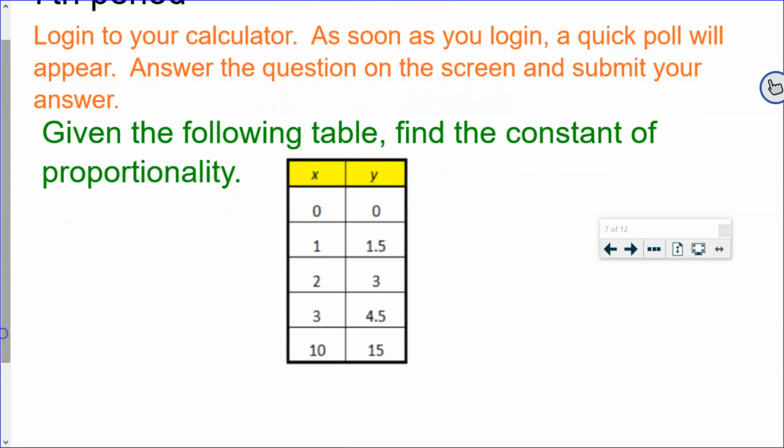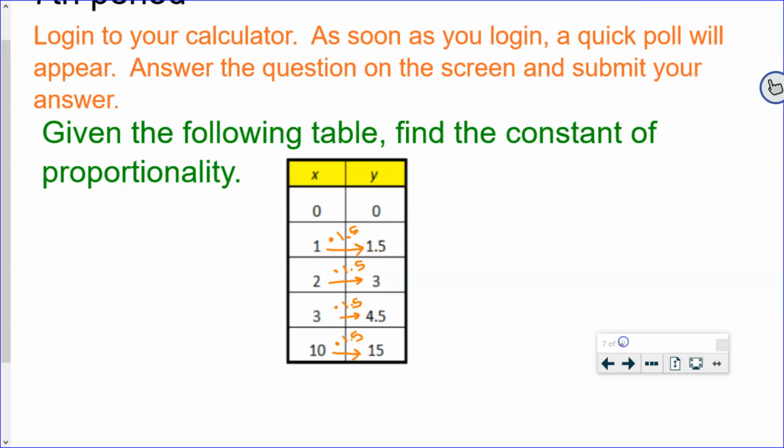Students in class have already answered this question, and now they're ready to tell me, how does a 1 change to a 1.5? Whenever there's a 1 on the table, that's the place to look. Jada, we multiply by 1.5. Does that work everywhere else on the table too? 2 times 1.5, is it 3? Yeah, and 3 times 1.5, is it 4.5? Yes. So everywhere on that table, all I have to do to go across the table is multiply by 1.5.